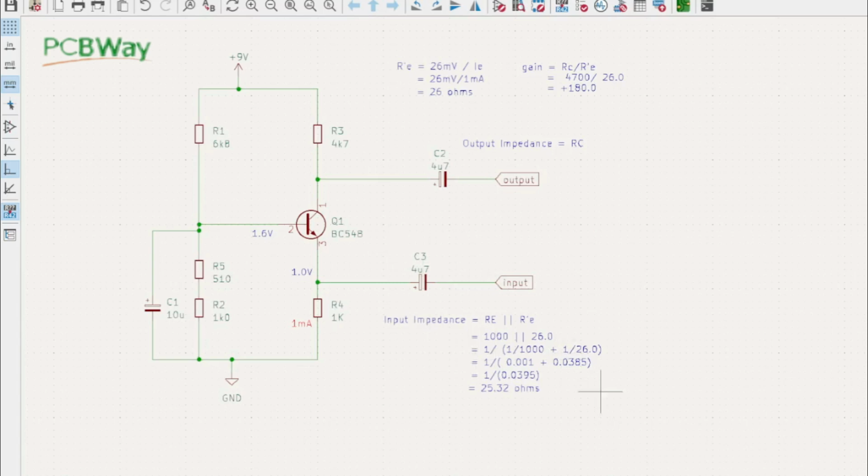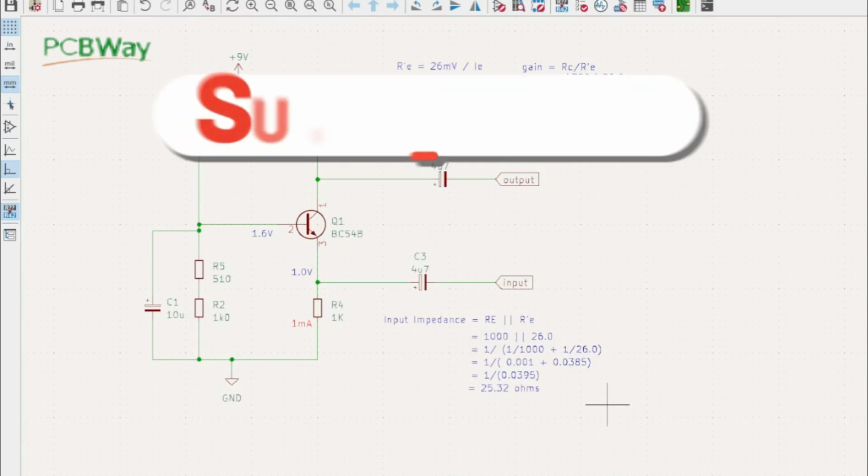That's about as much as I'm going to tell you today about the common base amplifier. I hope you found it entertaining or interesting, and that one day you might find a need to use this. Especially if you're working in RF, it's quite common there.